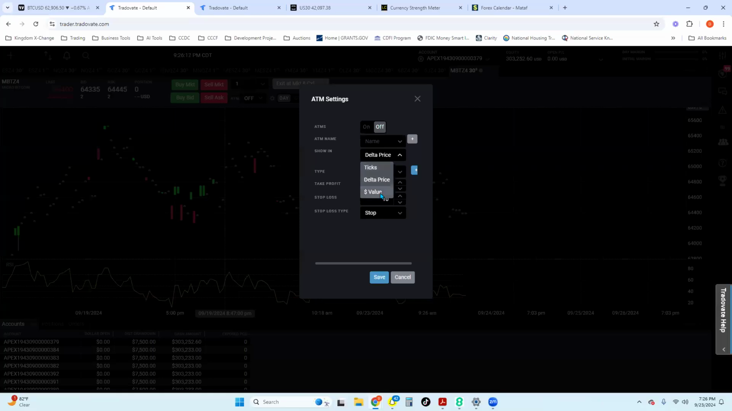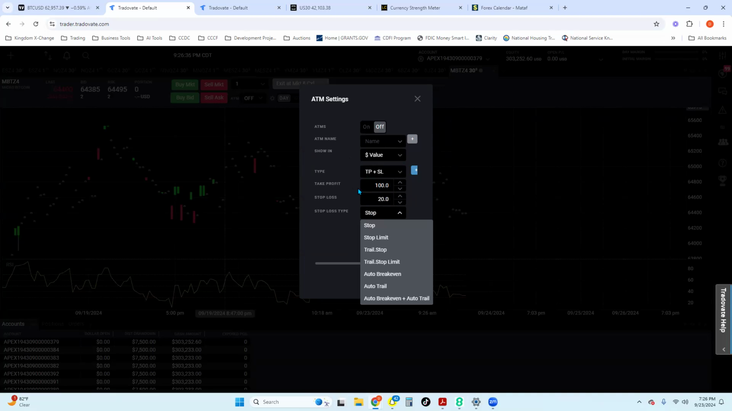So ticks, delta price, or a dollar value. You can tell it, I want my stop to be based on a certain take profit amount, $100. I want my stop loss based on $20, a certain dollar amount. You can actually put that in and it will manage that trade for you. Where we're not able to click really fast or we get a little greedy and hold when we shouldn't hold, it'll take that out of it.